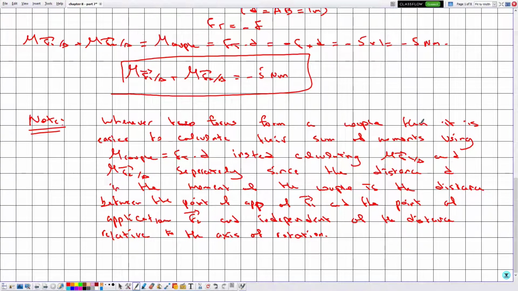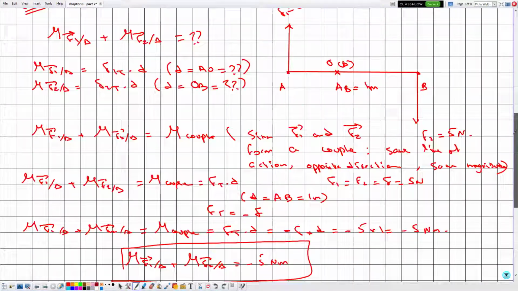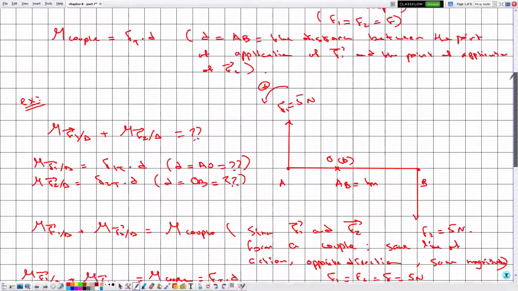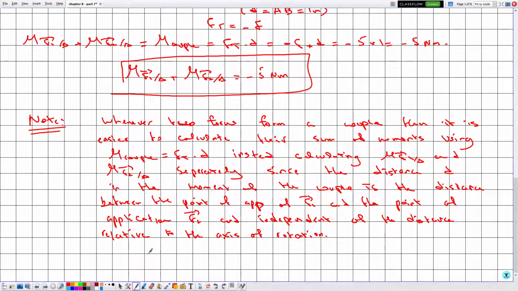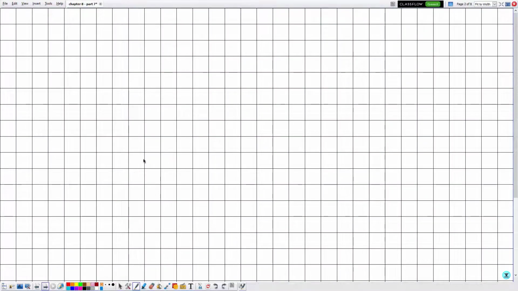Okay, so this is it for section number 3, which is the moment of a couple. Now let's move to the other section, which is section number 4, which is given by Newton's second law for dynamics. Or let me say Newton's second law for rotation.